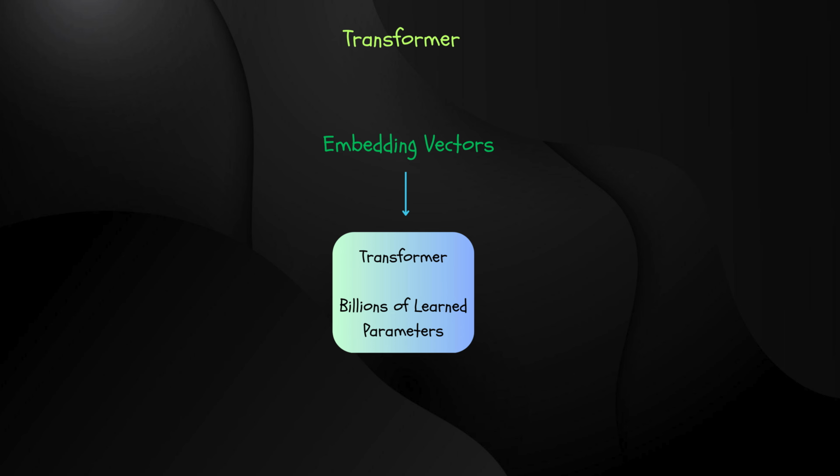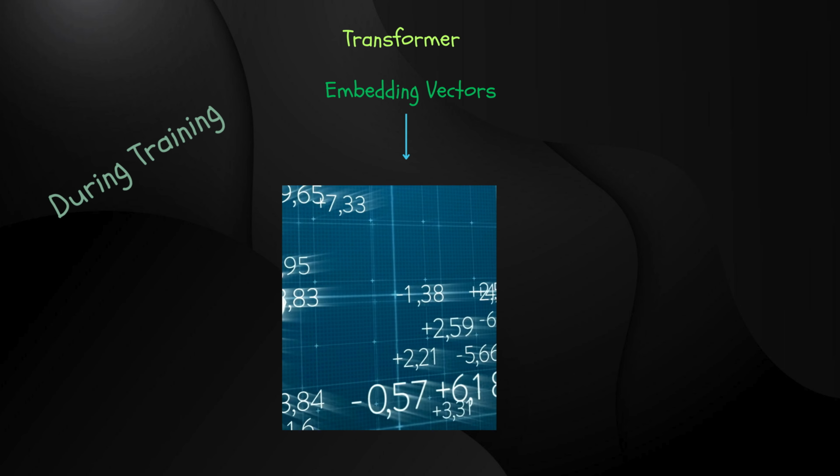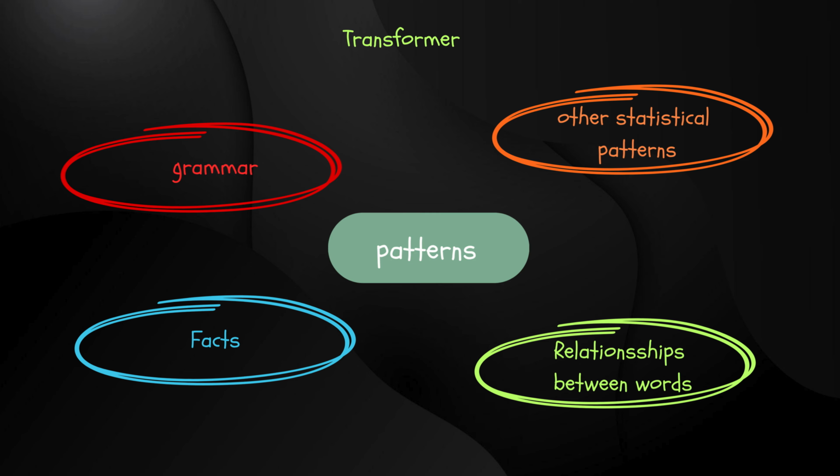This is where most of the model's billions of parameters live. You may have heard numbers like 70 billion parameters or even 175 billion parameters, but what exactly are those parameters? Think of them as the learned weights of the neural network. During training, these weights are adjusted again and again across enormous amounts of text. Over time, they learn patterns about language, grammar, relationships between words, facts, and countless other statistical patterns found in the training data. When we use ChatGPT, those parameters aren't changing. The model is simply using those learned patterns to process our input.